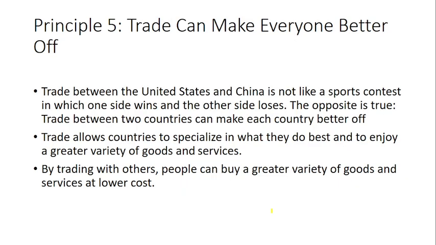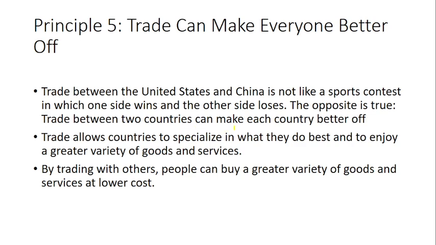The fifth important principle is trade can make everyone better off. Trade between United States and China is not like a sports contest in which one side wins and the other side loses. You know that when two teams compete in football or cricket, there is a possibility of one team winning and there is a possibility of the other team losing the game. But when countries compete in the international market, it is said that every country will be benefiting from trade.